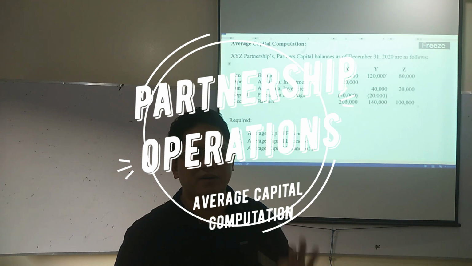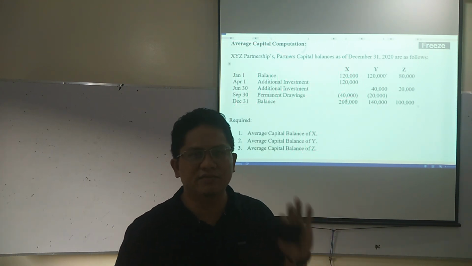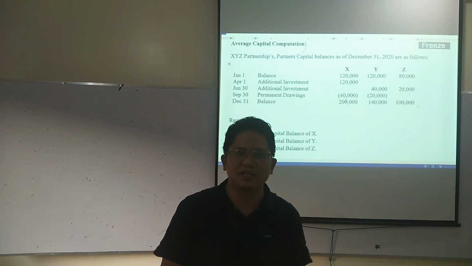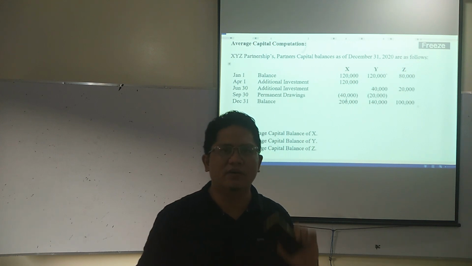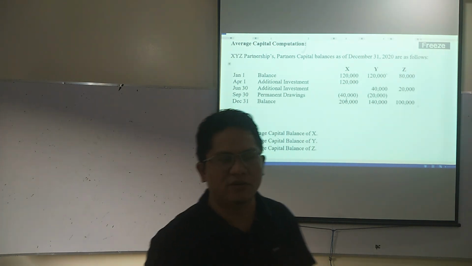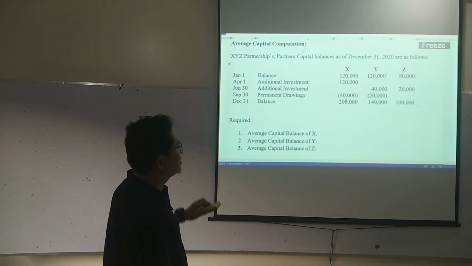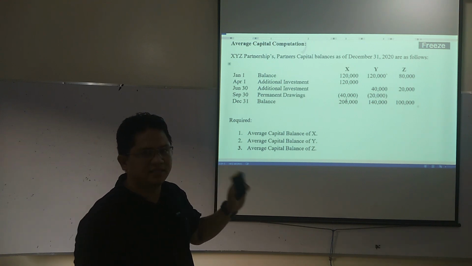When we divide profits and losses among partners, one of the agreements is to give interest to partners based on their average capital. The next question is, how do we compute the average capital for each partner? So we have here on the screen capital movements for X, Y, and Z.